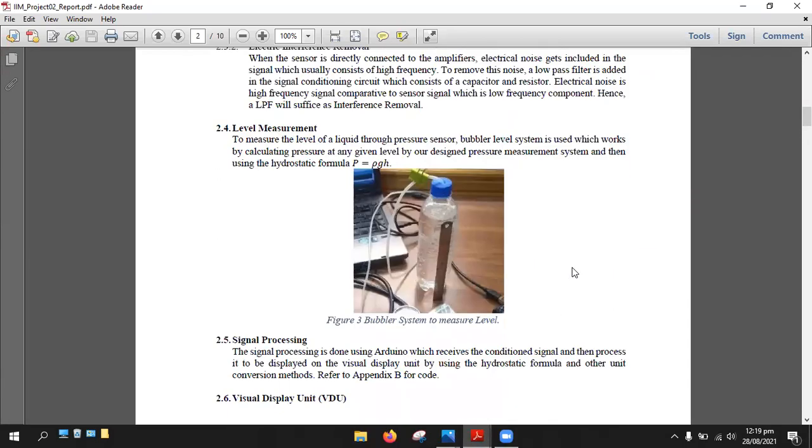The level measurement system includes a bubbler setup. This can be seen on the screen. For the level measurement system, we used a simple bubbler setup, which includes a calibrated bottle on which we mark the levels. Currently, this is a temporary setup. The final setup that we did included a bottle with the actual marking levels of the volume of the water present within the bottle. This scale will act as a level, which will basically tell us the level that is being measured by our pressure sensor and then processed within the Arduino.